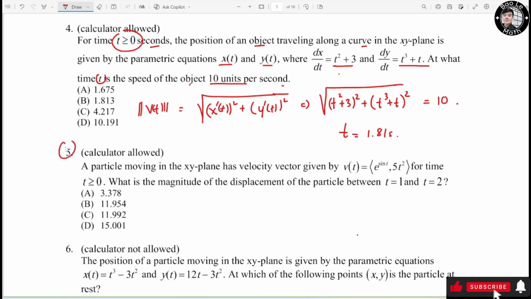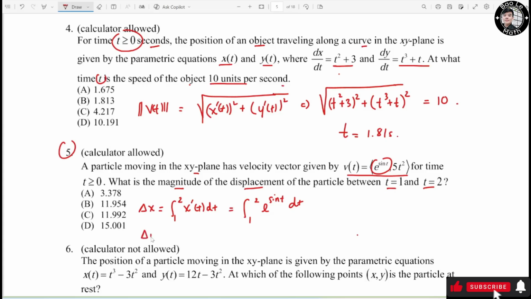Now question 5. A particle moving in the xy plane has velocity vector given by v of t equals this one. For time t greater than or equal to 0, what is the magnitude of the displacement of the particle between t equals 1 and t equals 2? Alright, so we need to calculate delta s, which is the integral from 1 to 2 of s prime of t dt, where s prime of t is given right here, right?